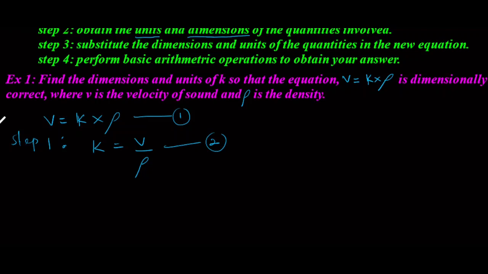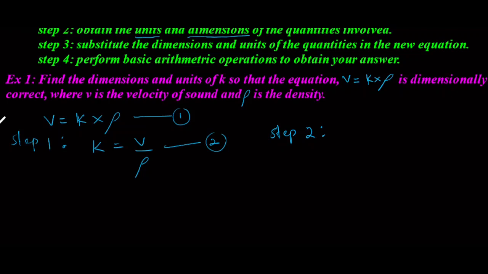But the question says we should solve for unit, there is no need for us to solve for dimension. But in this example 1, the question says that we should solve for unit and the dimension. So we can start with dimension or we start with unit. Let me write step 2 beside it. Step 2 says that we should solve for the unit and dimension.